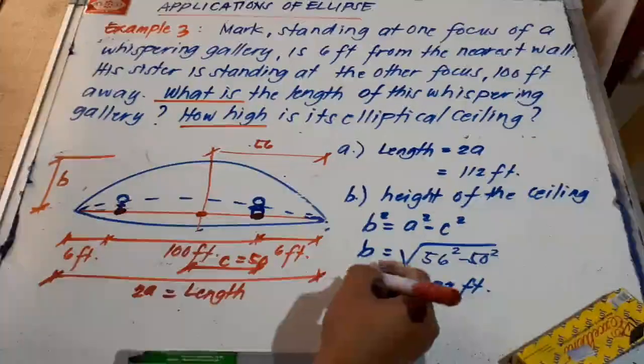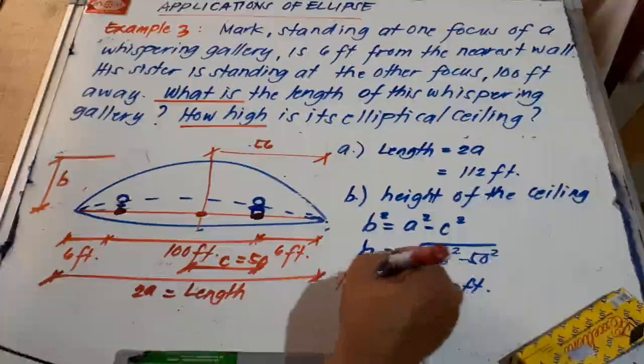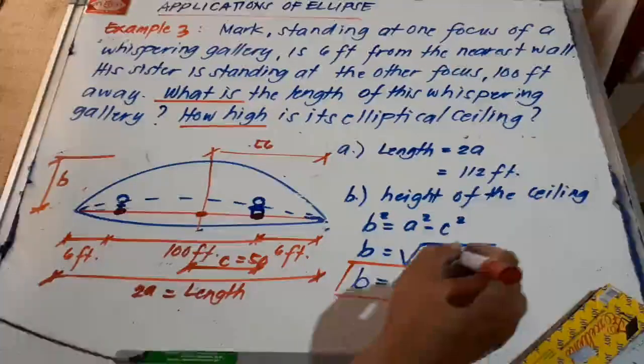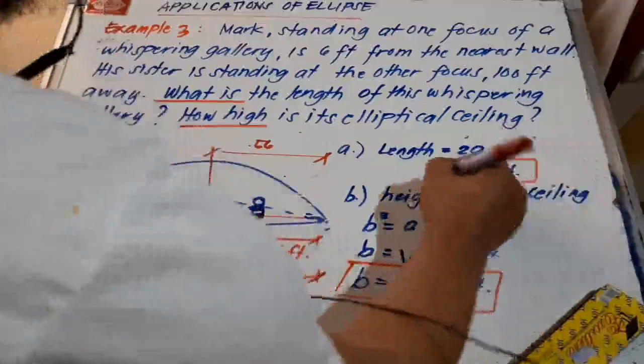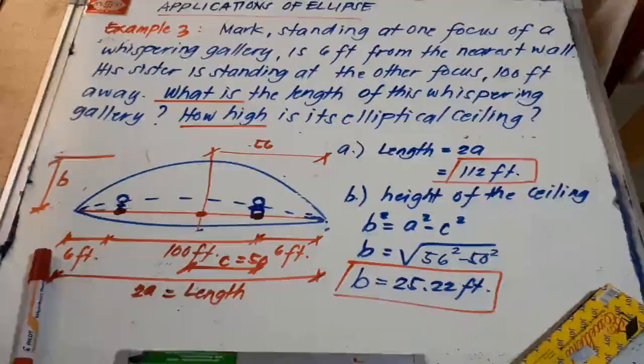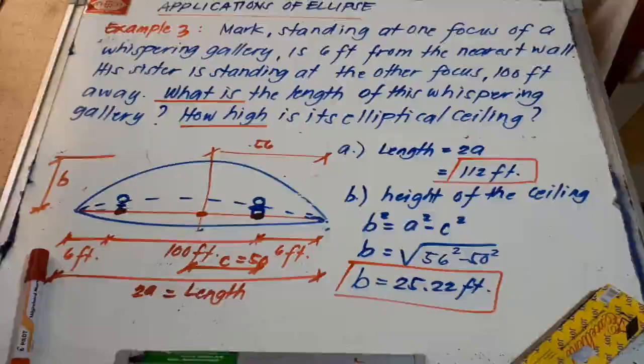So, ang height ng ating elliptical ceiling is 25.22 feet, and the length of the whispering gallery is 112 feet. So, yun ang sagot natin for example number 3. And that will be the end of the discussion about application of ellipse.